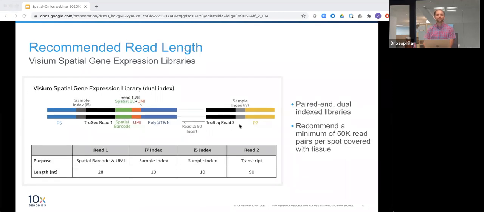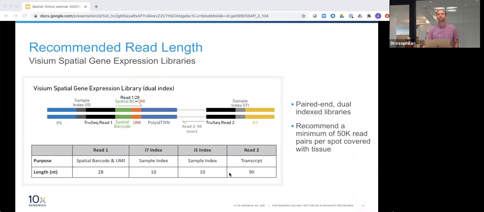In terms of the configuration, we do use dual sample indexing with 10 base sample indices. Your read 1 should be 28 bases to incorporate your 16 base barcode and 12 base UMI. And so our recommendation, and this is now true across our product lines, including our single cell, is 28, 10, 10, 90. Although that 90, depending on your sequencing configuration, can vary. There's a minimal difference between like 75 and 120, but 90 is definitely the optimal.